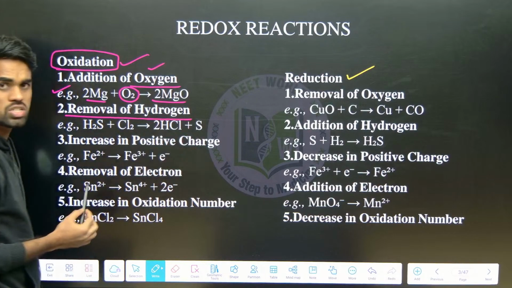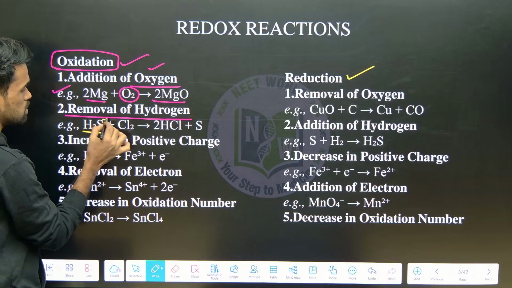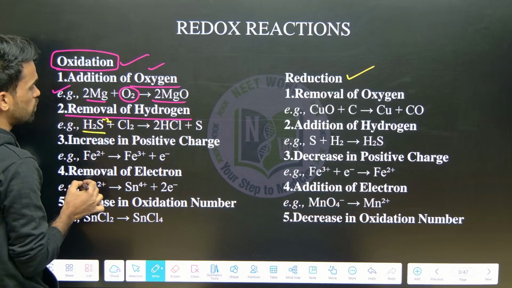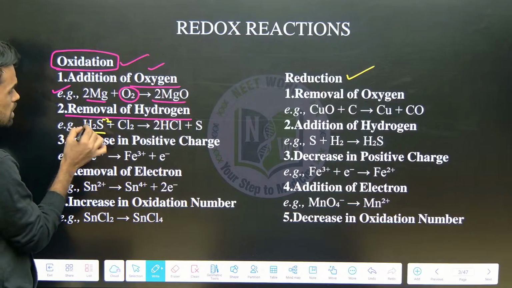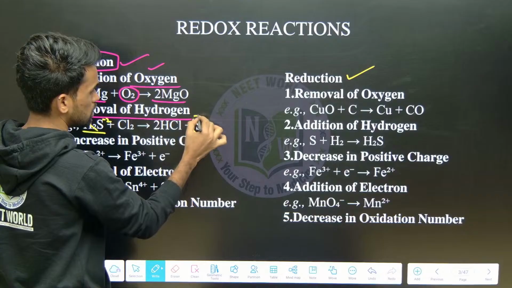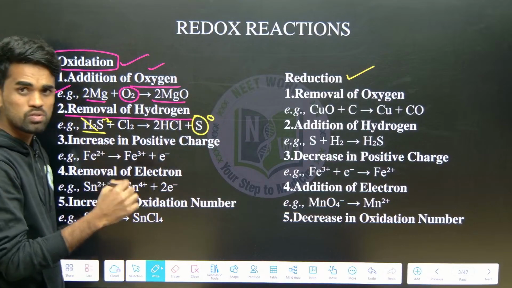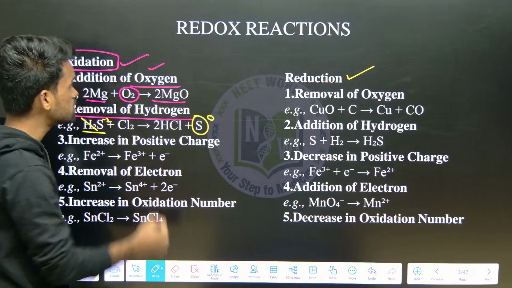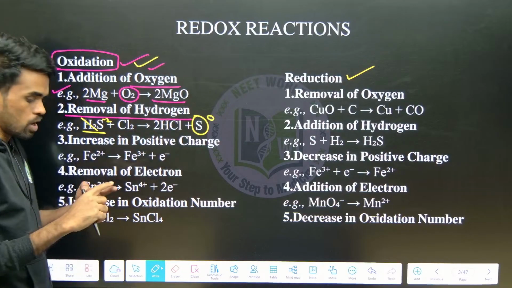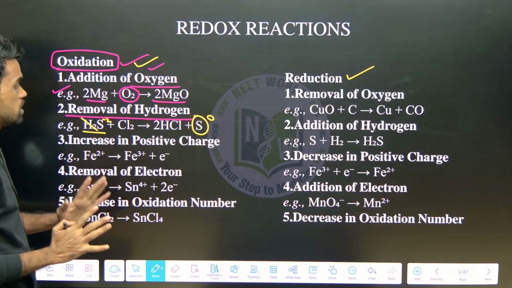What is the next reaction? Removal of hydrogen. It means from this sulfide, S minus 2 is there. From this hydrogen sulfide, we are removing these 2 hydrogens so that it becomes sulfur, which is in zero oxidation state. So removal of hydrogens is also considered as oxidation. So addition of oxygen or removal of hydrogen are considered as oxidations.